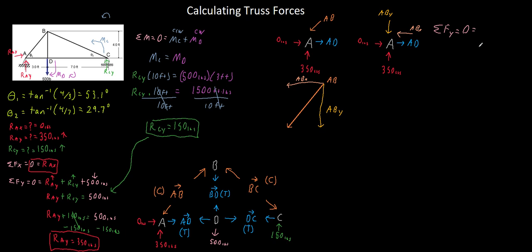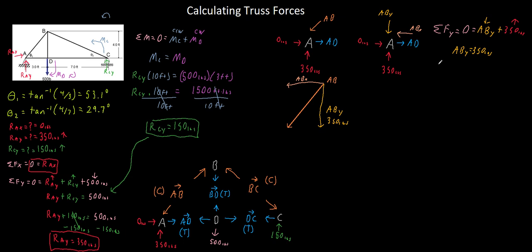We've got ABY, which is going downward, plus our upward force of 350 pounds. And I can set my downward forces equal to my upward forces. Therefore, ABY has to equal 350 pounds. And so that by itself doesn't give us the answer that we need, but it does give us a start, as you'll see in just a second. So we can continue on.